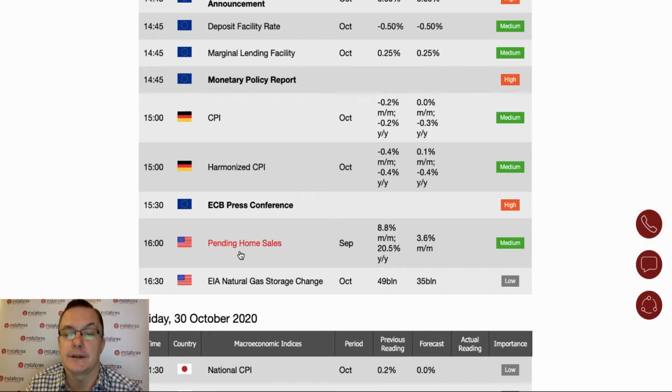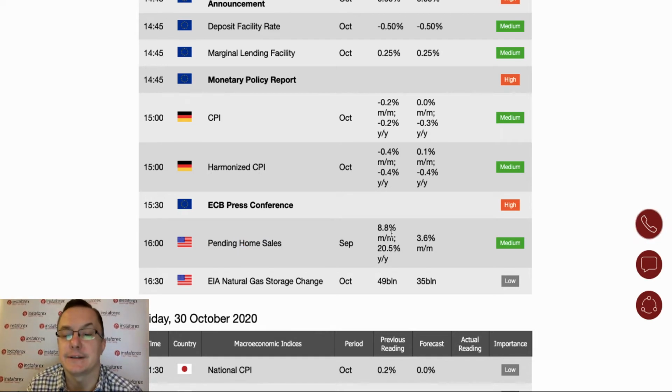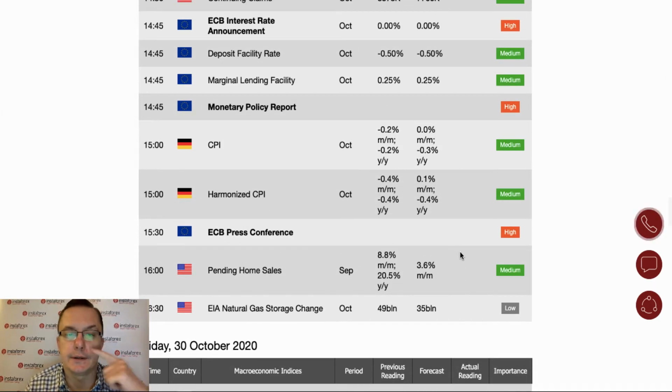And at the end of the day, we got some pending home sales at 4 o'clock. This data is interesting for everyone who is of course trading on the home market in the United States. So we can see how this pending home sales can influence the prices of the various assets. Mainly, I think it will be euro dollar.